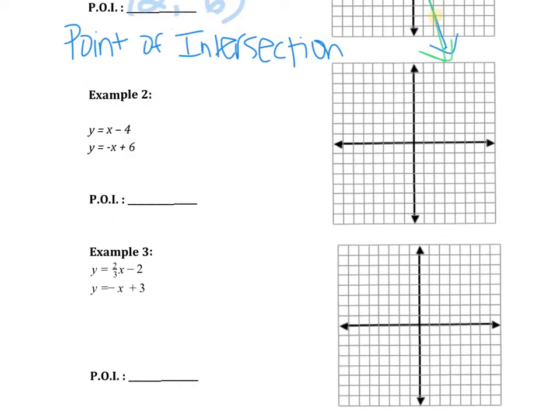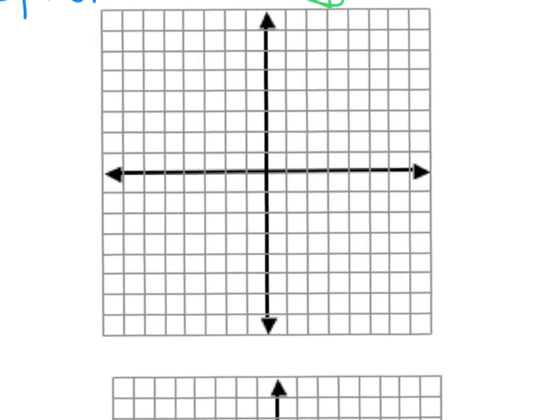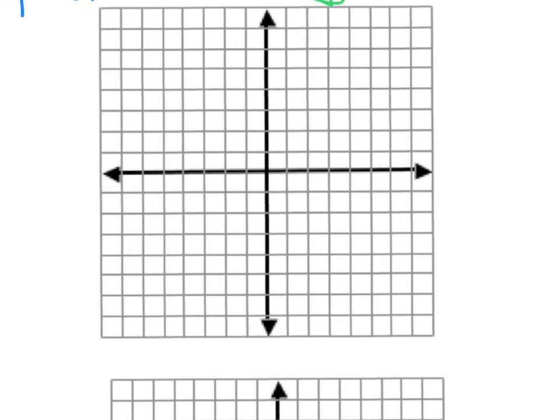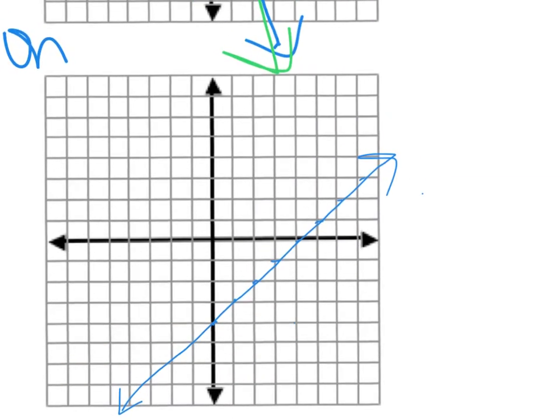Looking at example 2, we are going to take the first equation, y equals x minus 4, and we are going to graph, starting with the y-intercept at negative 4. Our slope is 1, so we're going to go up 1 over 1, and we're going to connect our line. We're now going to graph y equals negative x plus 6. So we're going to start at positive 6. Our slope is negative 1, so we're going to go down 1 over 1.